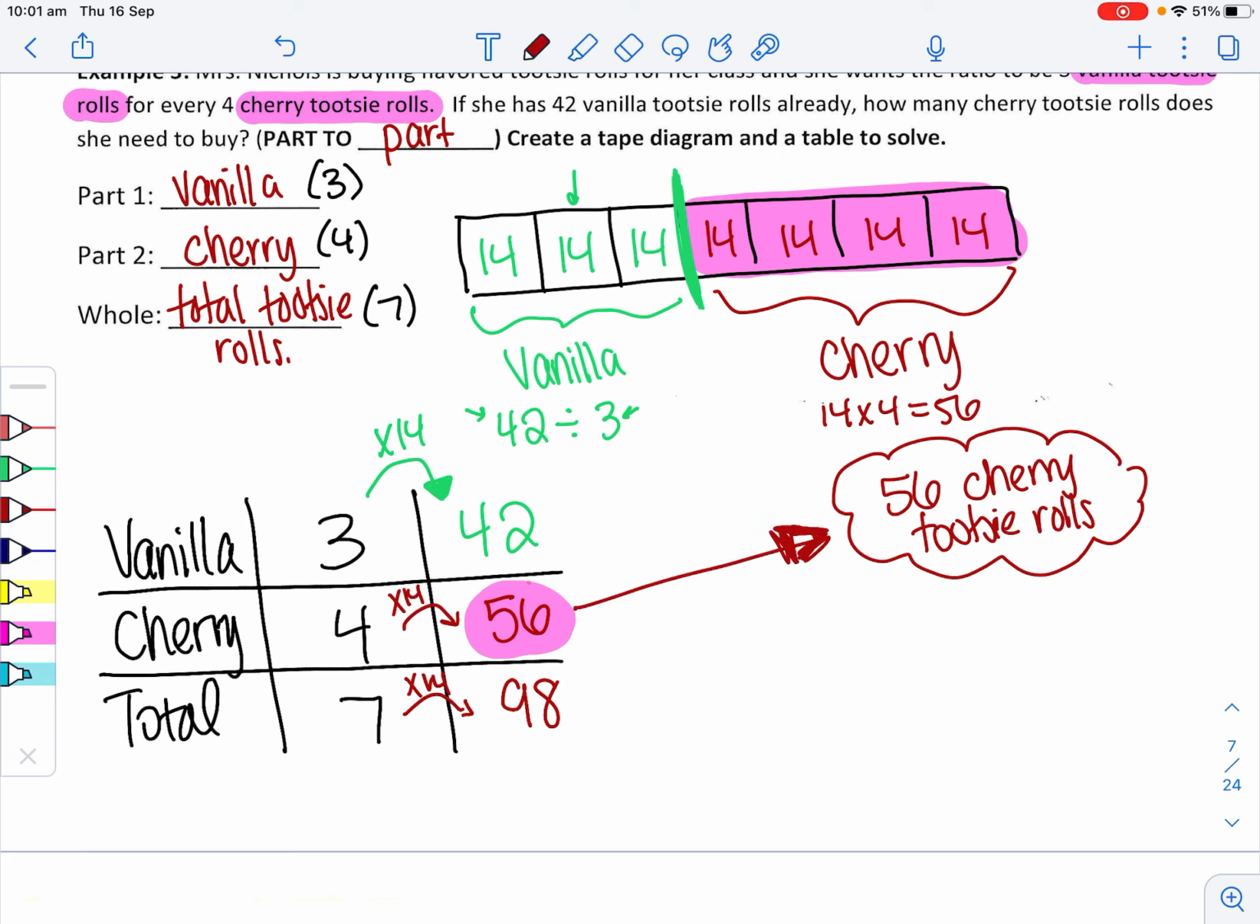So whether I use a table or a tape diagram, I'm going to get the same number of cherry Tootsie Rolls. Okay, this was a part-to-part relationship. They gave me the 2 parts, and I created the total column of my table from that information.